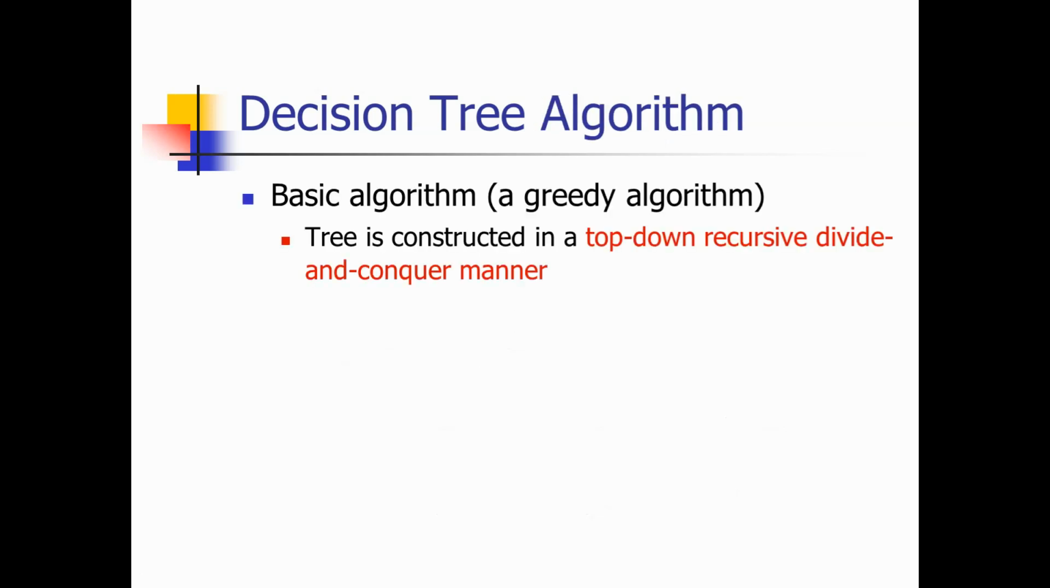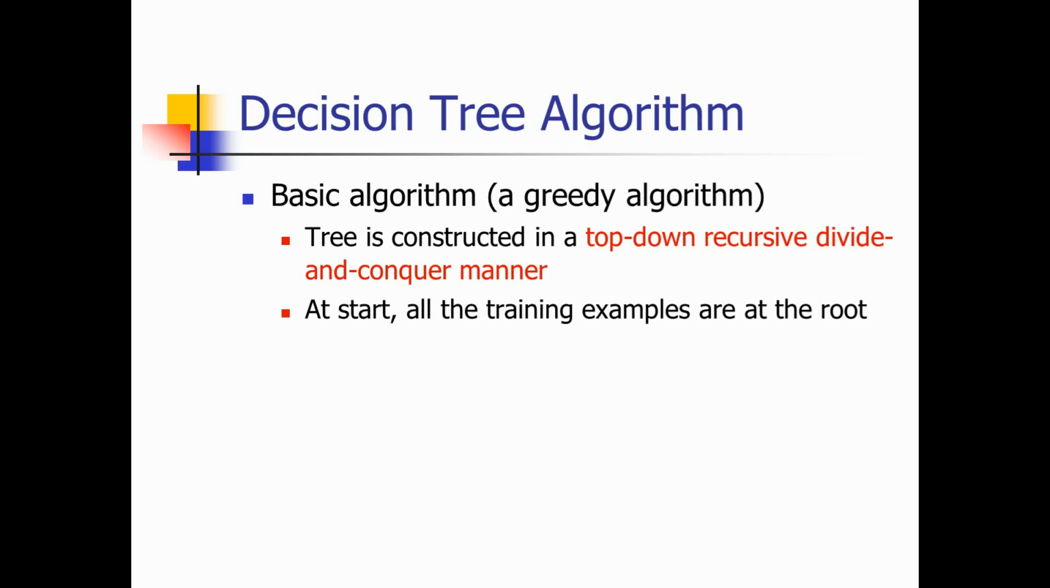The basic algorithm is a greedy algorithm. The tree is constructed in a top-down approach. You start from the root, try to find the best choice at that stage, and then based on the answers, it will build the next level of the decision in what we call a recursive divide-and-conquer manner. Then it will come to the next level and the next level until a certain base case scenario has been hit, so that it will stop the branch divisions.